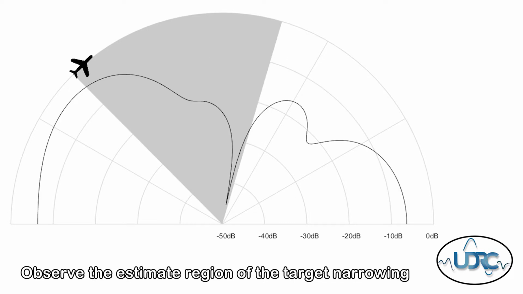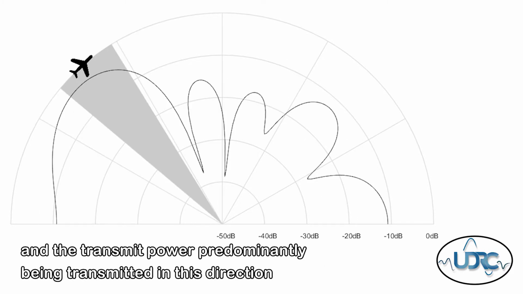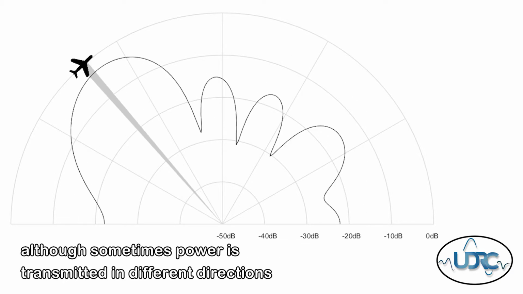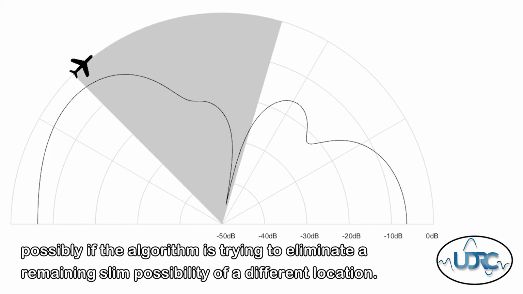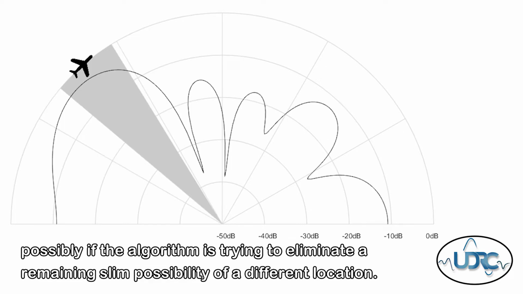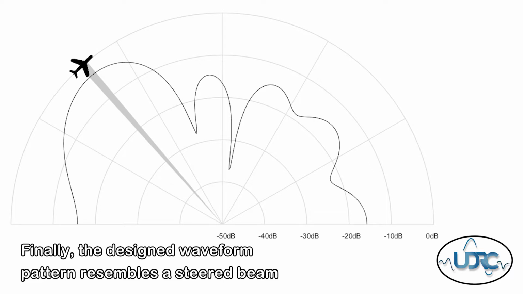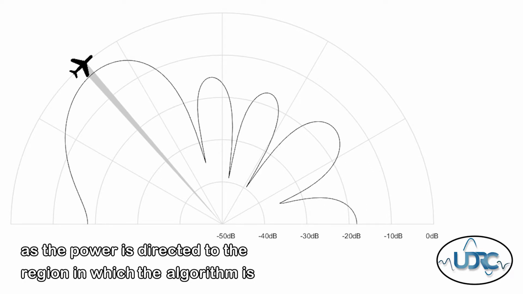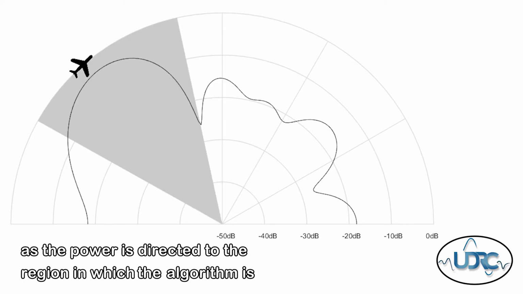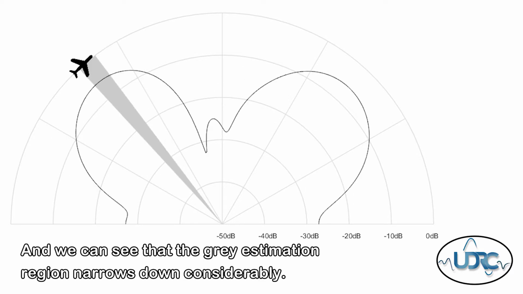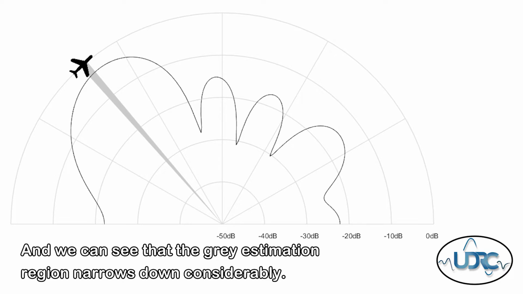Observe the estimate region of the target narrowing and the transmit power predominantly being transmitted in this direction. Although sometimes power is transmitted in different directions, possibly if the algorithm is trying to eliminate a remaining slim possibility of a different location. Finally, the designed waveform pattern resembles a steered beam as the power is directed to the region in which the algorithm is now virtually certain that the target is located. And we can see that the grey estimation region narrows down considerably.